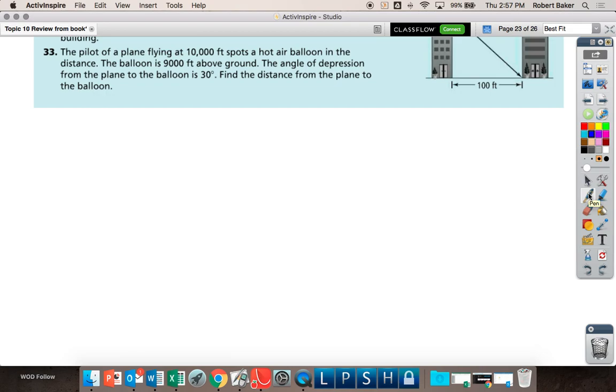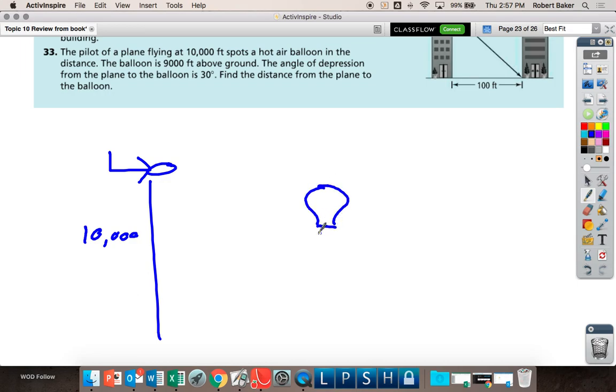A pilot of a plane is flying at 10,000 feet. There's a hot air balloon at 9,000 feet. Have I confused anybody yet?